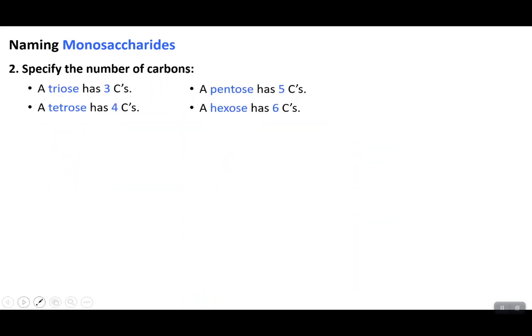So in order to specify that, when your carbohydrate contains 3 carbons, we will call that a triose. 4 carbons is a tetrose. Pentose is 5 carbons, and hexose is 6 carbons. So these prefixes here, tri, tetra, pent, and hex, are referring to the number of carbons. Then we can just put it all together.